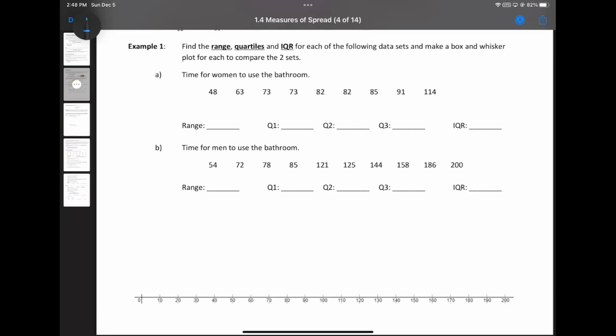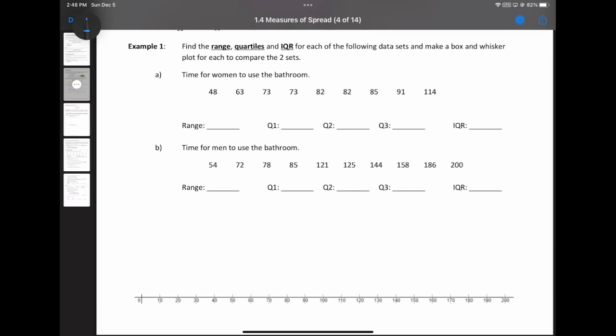So anyway, I was actually a little surprised by the results, because it looks like women spend less time in the bathroom in a mall than men do. Anyway, so for the top data set, we're looking at women using the bathroom, and the lowest time was 48 seconds. The highest time was 114.